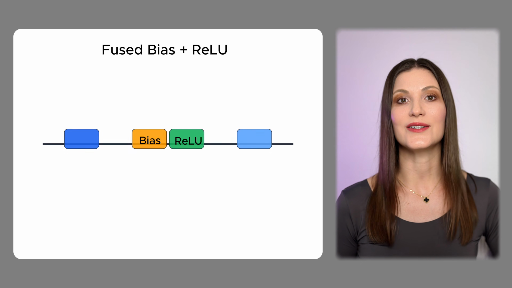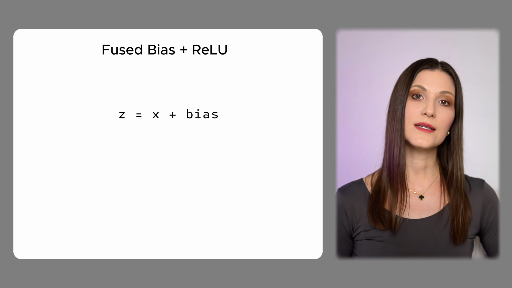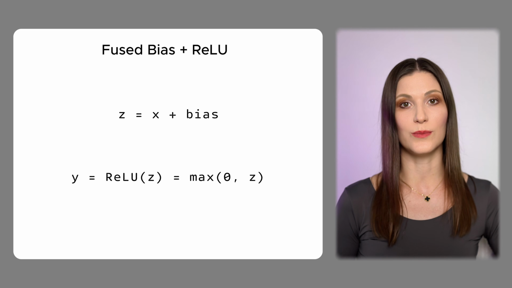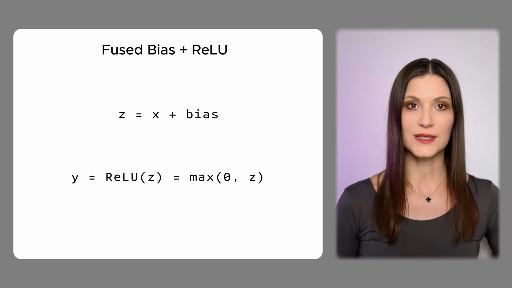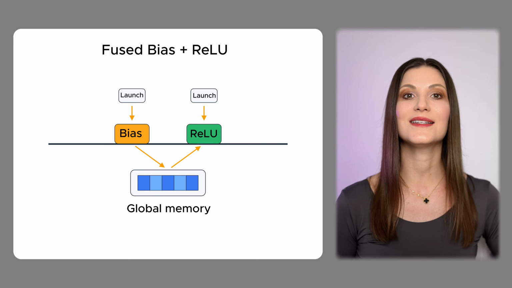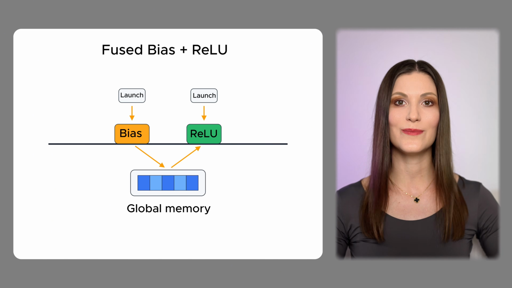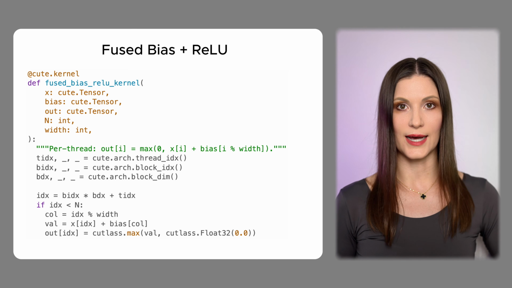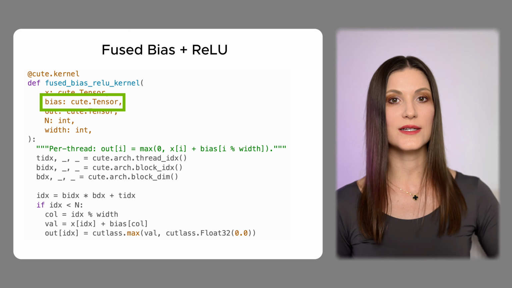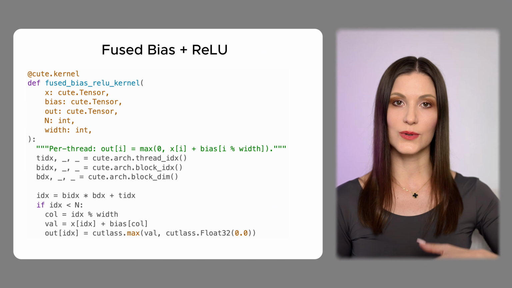Here's where things get interesting: fused bias plus ReLU. In deep learning, x plus bias and then ReLU are common. But if you do them separately, you typically pay for 2 kernel launches and an intermediate write to global memory, then a read back. Fusion avoids that. In one kernel, you load x, load bias for the column, add, apply ReLU, and store once.